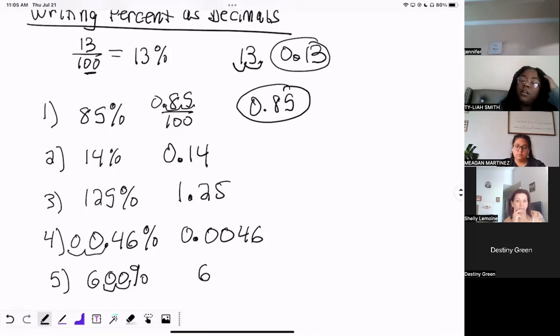Okay, so every time, move the decimal place 2 places to the left. That's it. Now you can think of it backwards too. I don't even have this written down. At least I do, it's coming next, but I'm going to do it now.